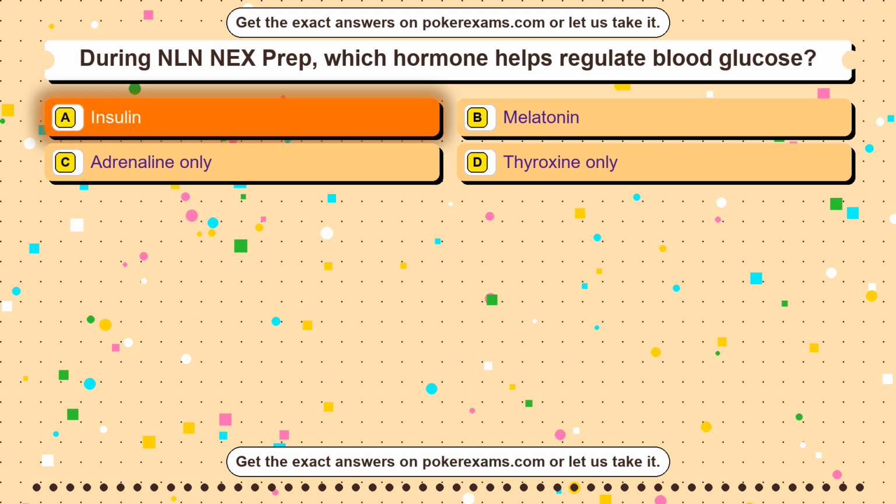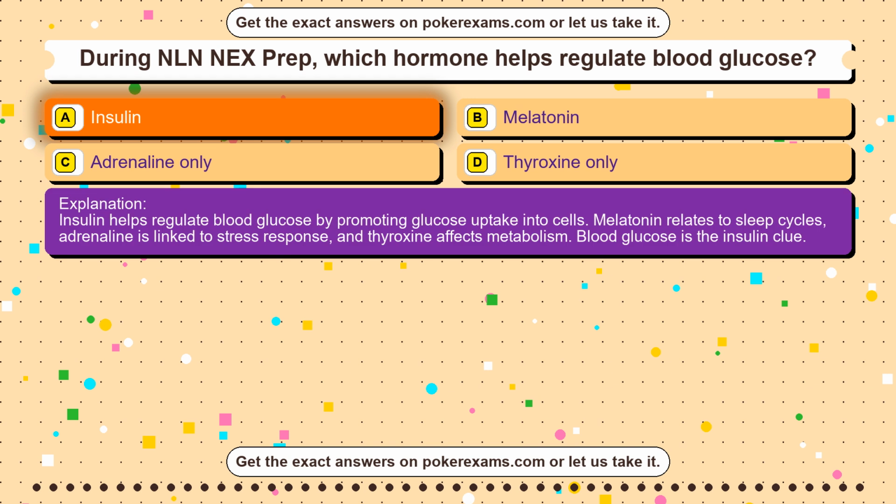The correct answer is option A. Insulin. Insulin helps regulate blood glucose by promoting glucose uptake into cells. Melatonin relates to sleep cycles, adrenaline is linked to stress response, and thyroxine affects metabolism. Blood glucose is the insulin clue.